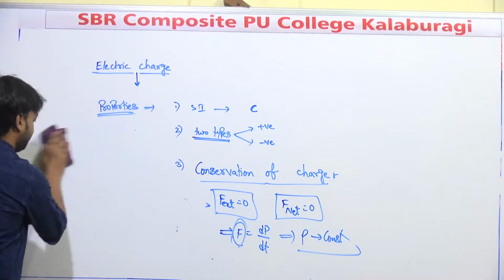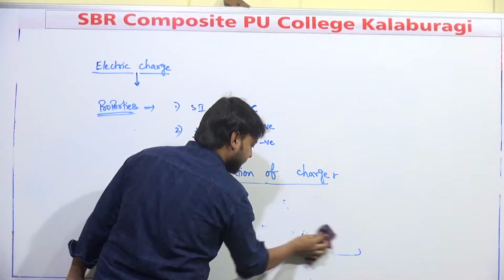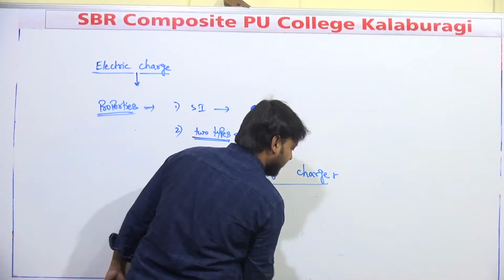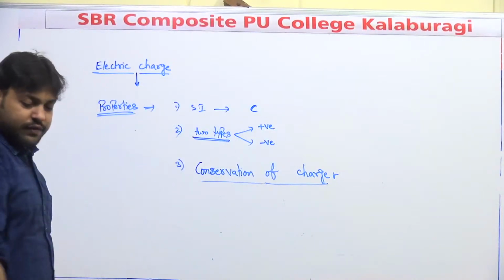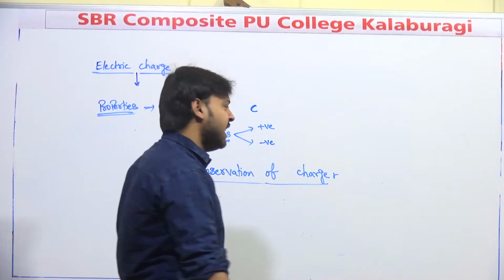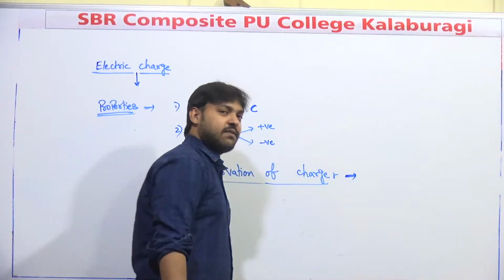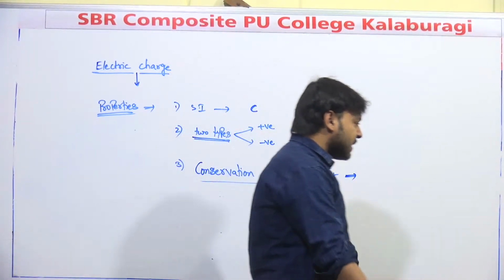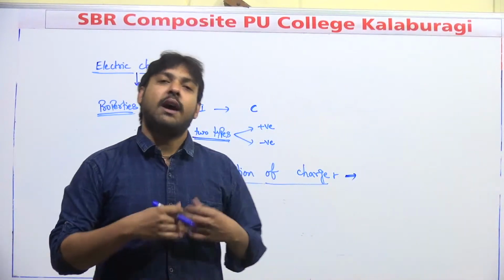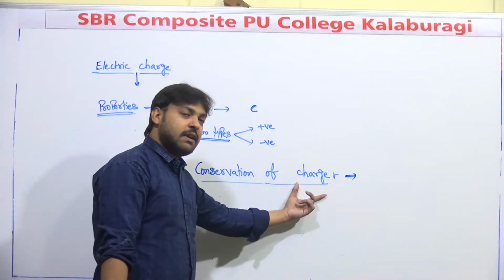Now, conservation of charge. What do you mean by conservation exactly? Just now we discussed more about conservation, right? So what do you mean by conservation of charge? Whenever you say conservation, that is nothing but constant, right? So charge can neither be created nor destroyed, but it can be transferred from one body to another body. Yes or no? What is conservation? It is constant. What is constant? Charge will be constant.